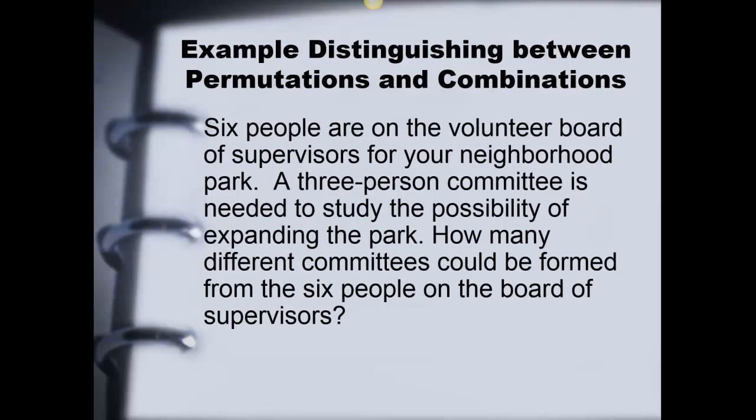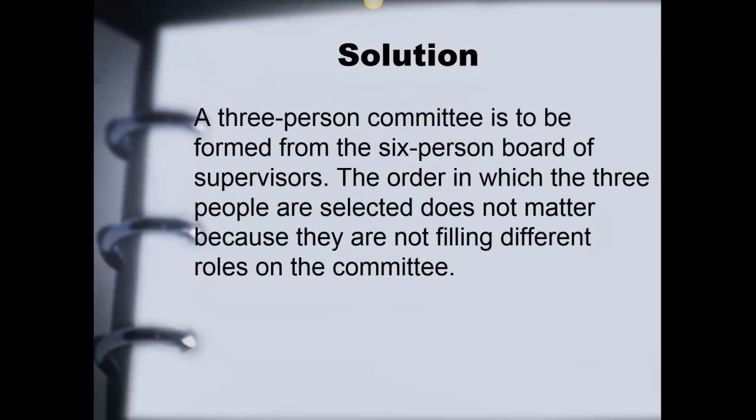Next example. Six people are on the volunteer board of supervisors for your neighborhood park. A 3-person committee is needed to study the possibility of expanding the park. How many different committees could be formed from the 6 people on the board of supervisors? So is this where no item is used more than once, or where the items are selected from the same group? And we notice we have this same group of 6 people. So this would be a combination.